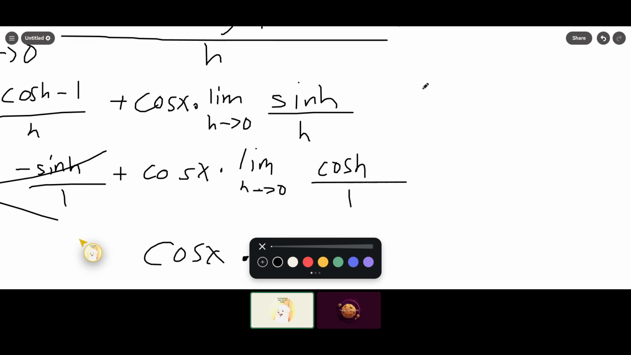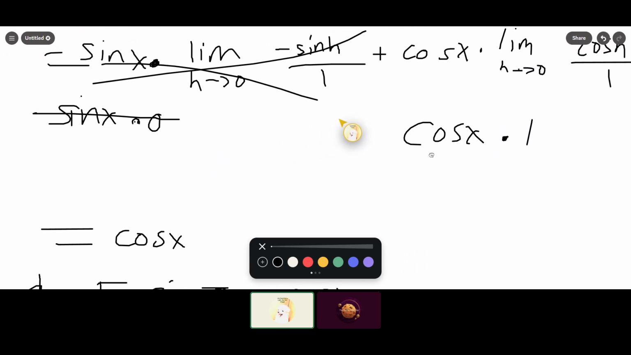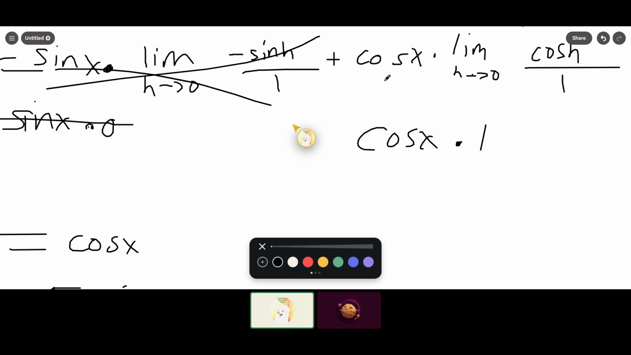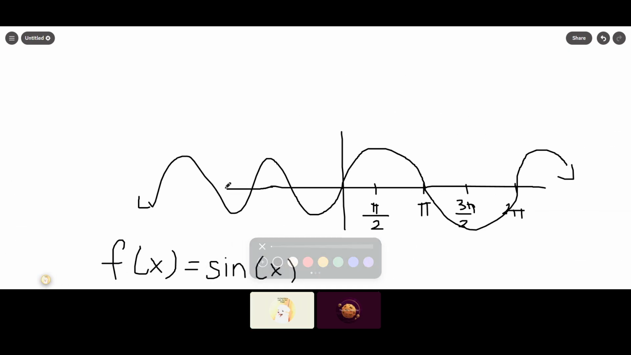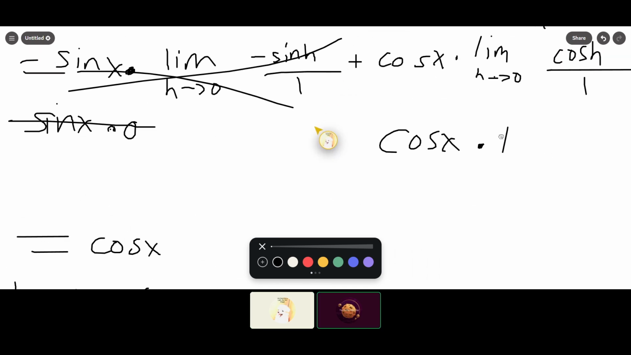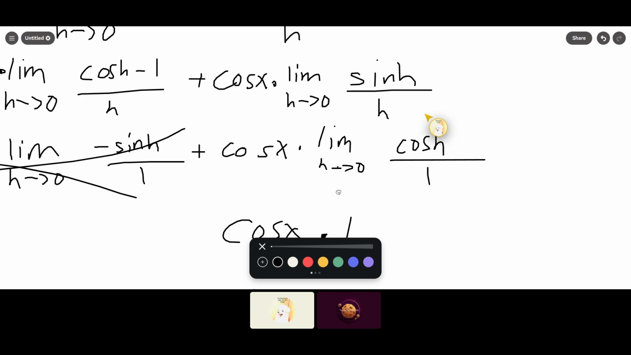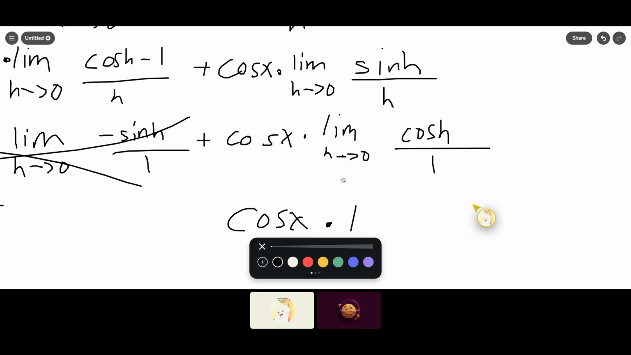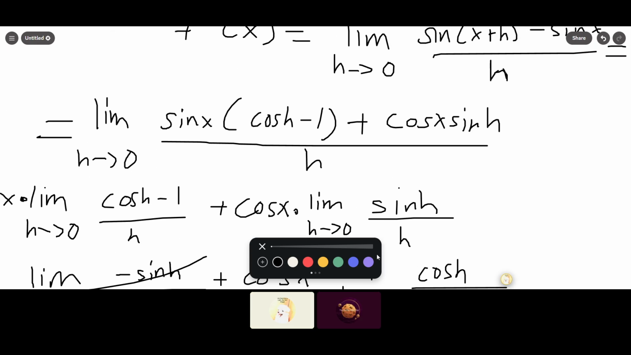I think you forgot the hyperbolic cosine. What? It's saying the derivative of sine x is cosine x times hyperbolic cosine. Isn't it just cosine x? You forgot the cosine h. Yeah, no, cosine of h. I said the limit as h goes to 0. Okay, yeah, sure, I guess.